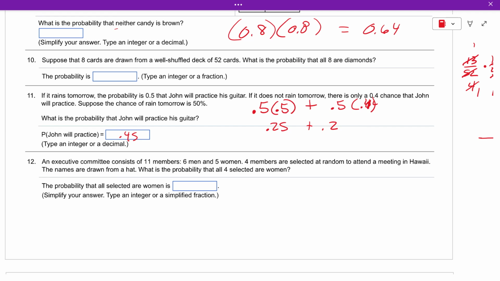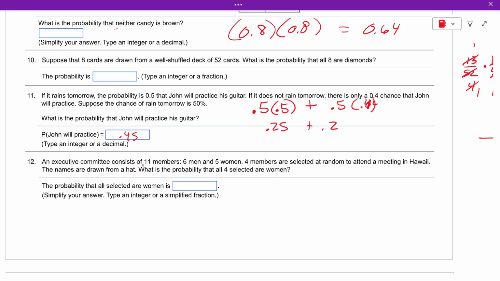Okay? So you just multiply the chance of rain times the probability and add it to the chance that it won't rain times the chance that he'll play the guitar. All right, last one.